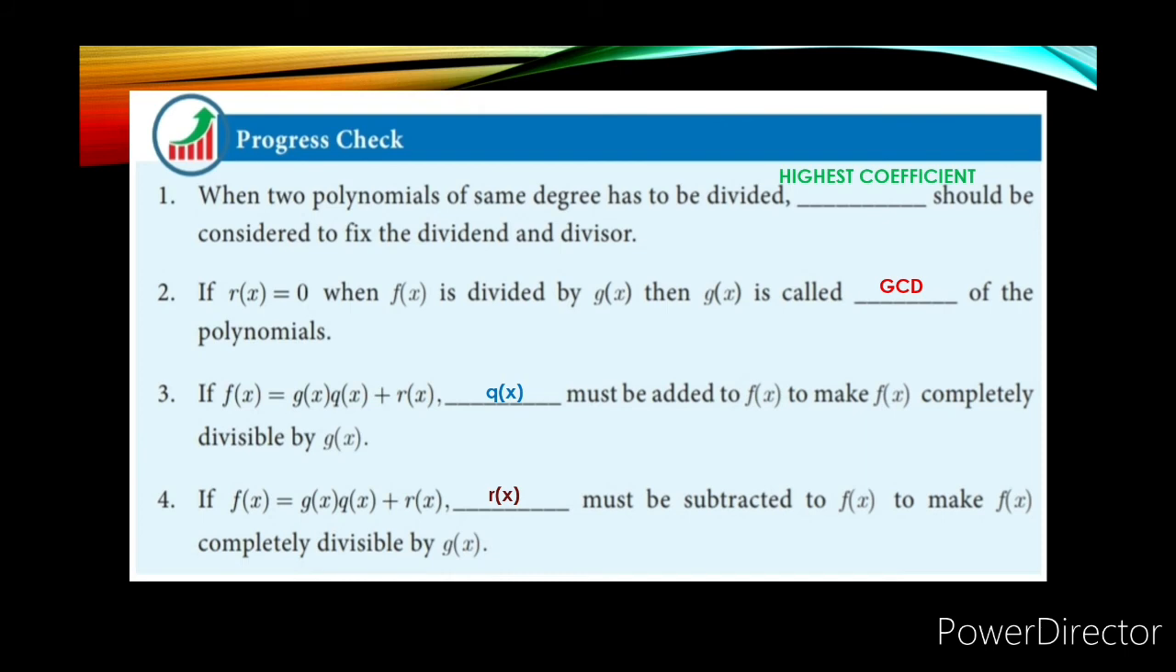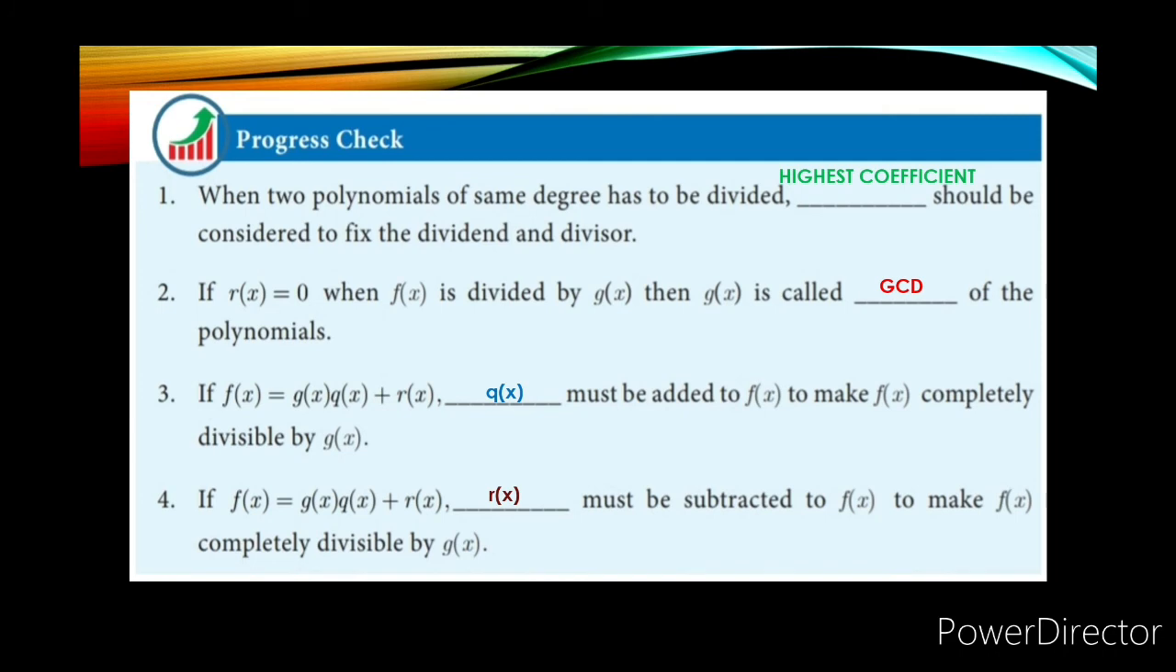So, we have to see the highest coefficient here, highest coefficient. When two polynomials of same degree has to be divided, the highest coefficient should be considered to fix the dividend and divisor. Just now we saw this. Come to the second progress check.